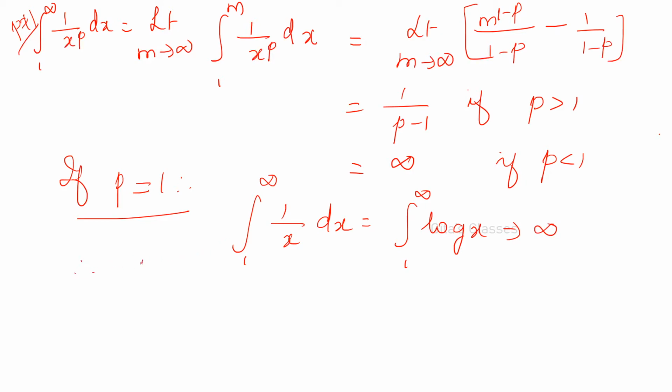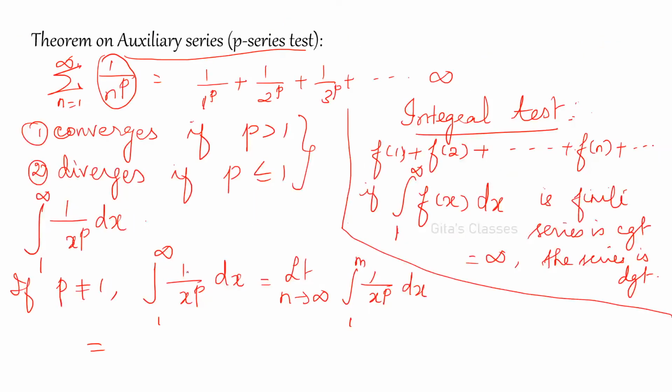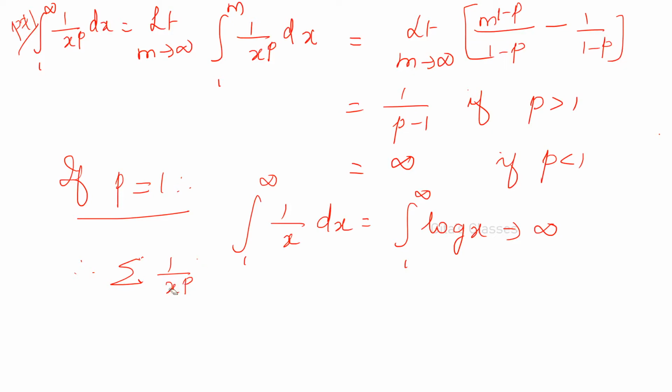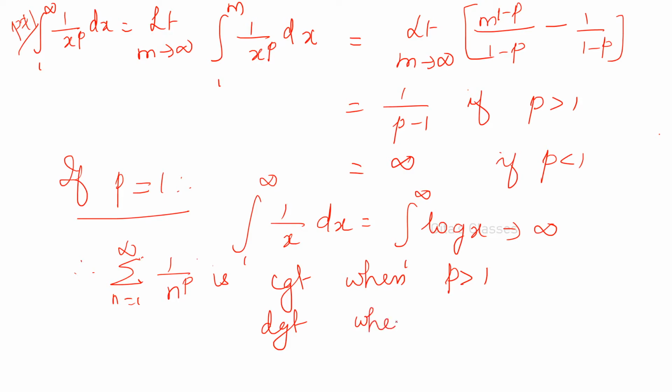Therefore, the given series sigma un, or the given series you can say sigma 1 by n power p, right? What is our series? N power p we have taken, n varies from 1 to infinity, is convergent when p is greater than 1 and divergent when p is less than or equal to 1.